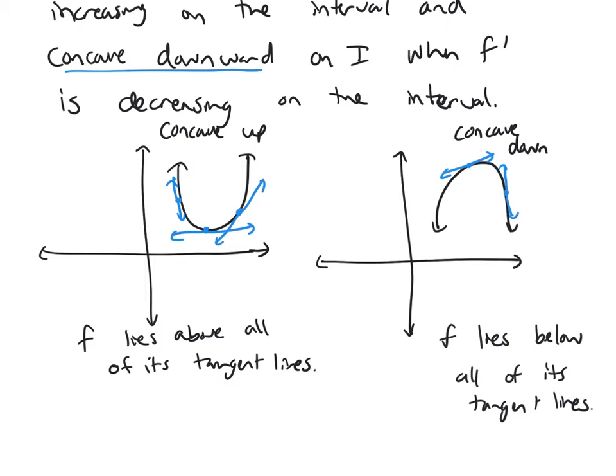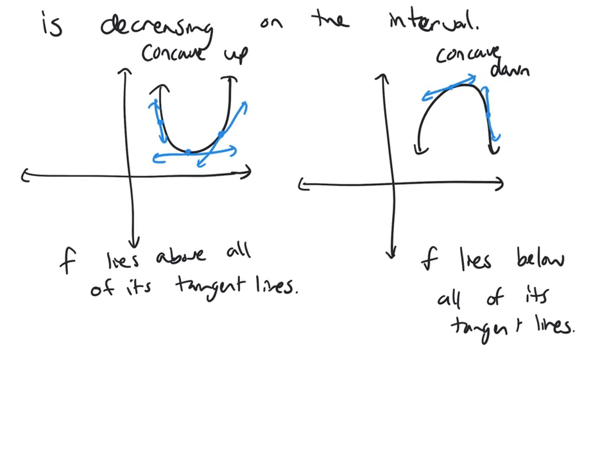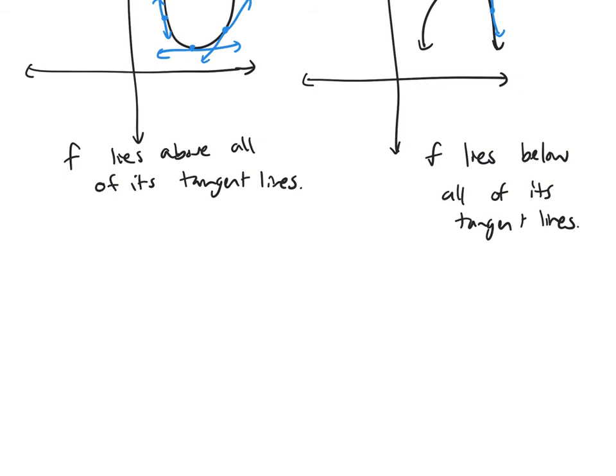Okay, so now that we know what concave up and concave down mean, and we know how to visualize them, let's talk about how you're going to test for concavity, how you're going to determine if a graph is concave up or concave down.